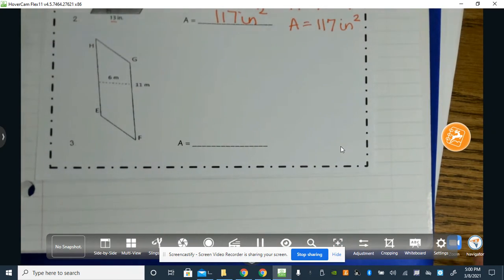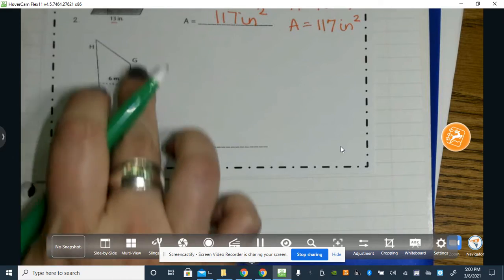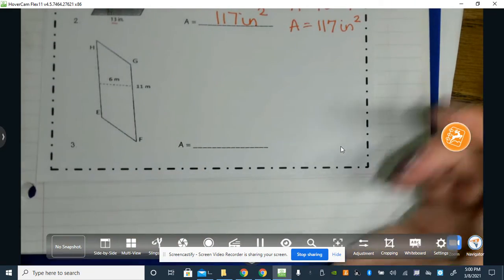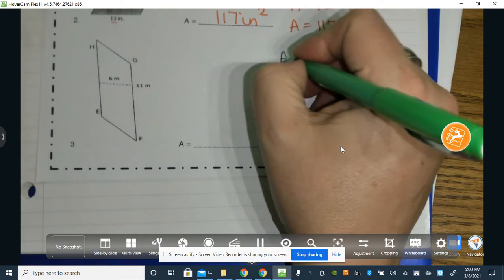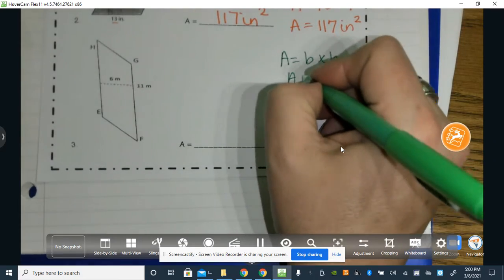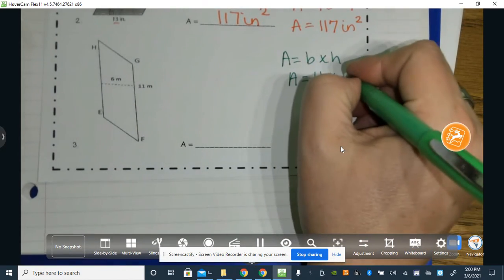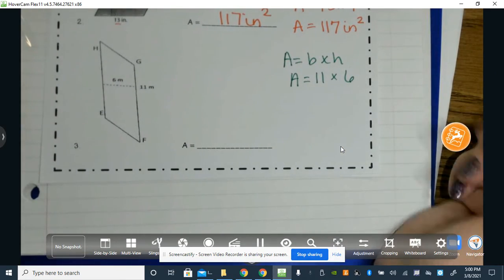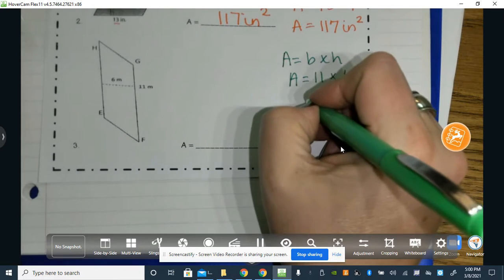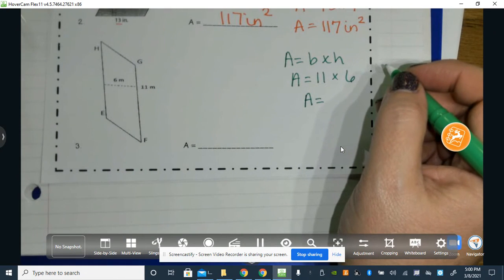All right. So again, this is a parallelogram. It has a pair of parallel sides, 2 pairs. There you go. One there and one there. All right. So my area is equal to base times my height. My base is 11. My height is 6. Okay, guys, I can flip-flop those, and I'm still going to get the same area no matter what order I put them in because of the commutative property of multiplication.